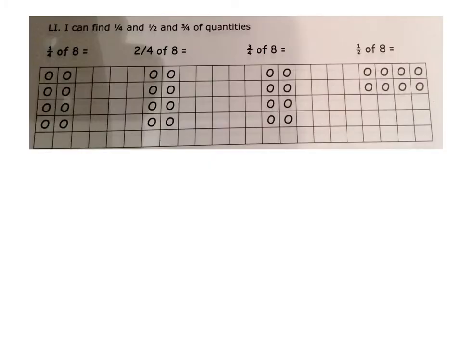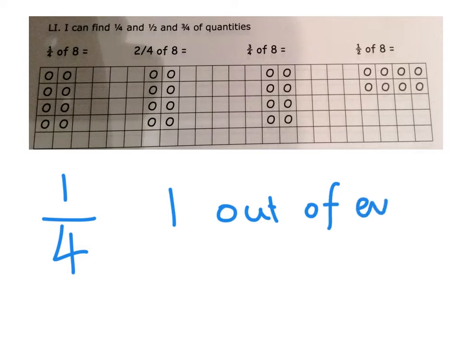Okay, so the first thing you need to think about when you're thinking about a quarter is 1 out of every 4. And the best way to represent that is to use an array. That's 1, 2, 3, 4, and you're talking about 1 out of every 4. What you'll end up doing then is sharing, which is also dividing by 4.